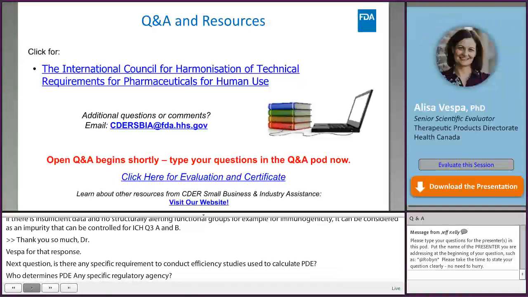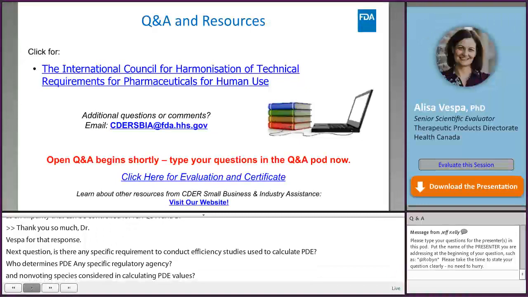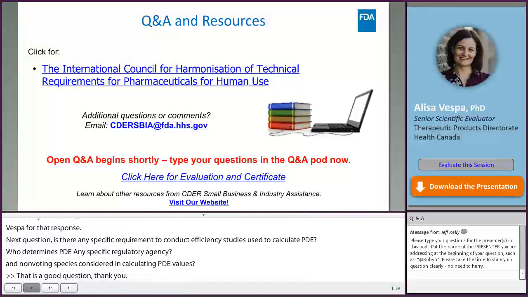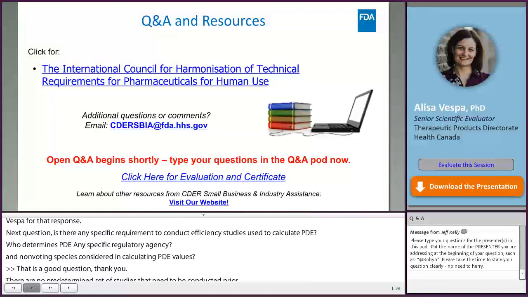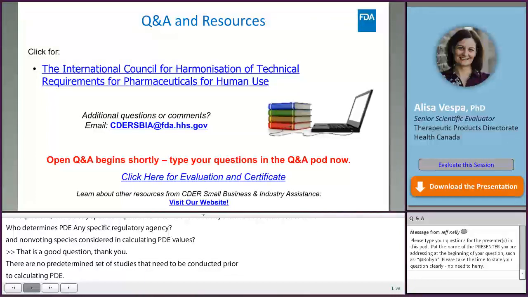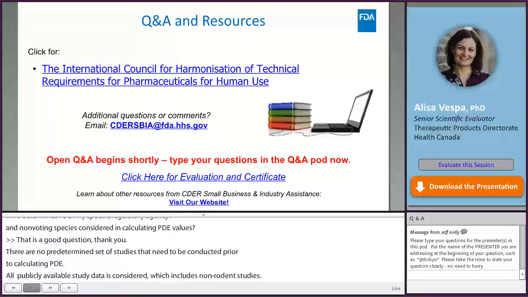That's a good question. Thank you. So there are no predetermined set of studies that need to be conducted prior to calculating a PDE. All publicly available study data is considered, which includes non-rodent studies. The data is evaluated by members of the ICH Q3C expert working group, which consists of both regulators and industry representatives across the ICH regions. So there are many country-specific regulatory agencies that are represented.